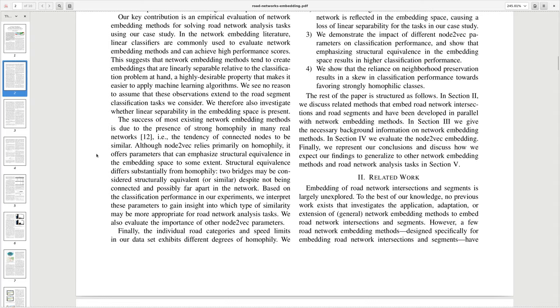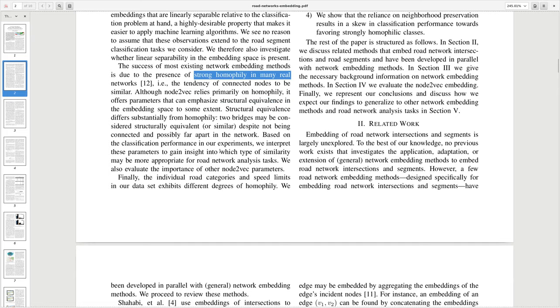And the success is presence of strong homophily in the previous... Although not the graphs of homophily, it offers parametric emphasized structure equivalence.